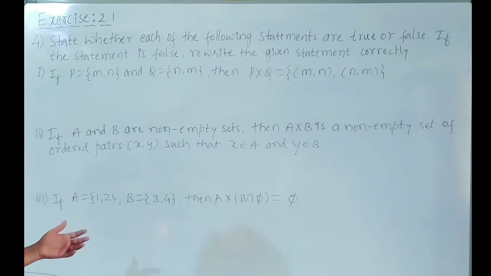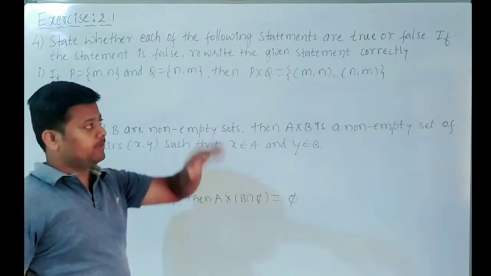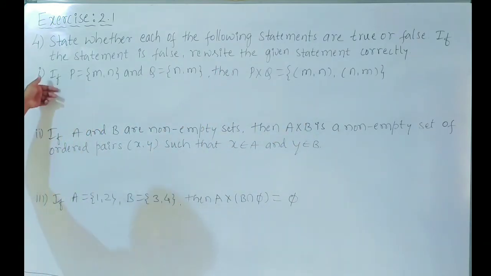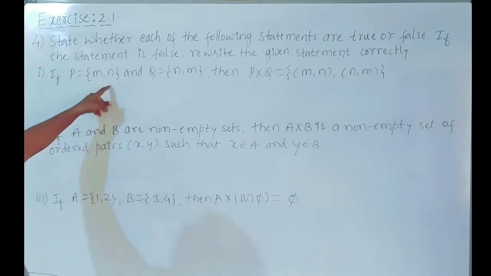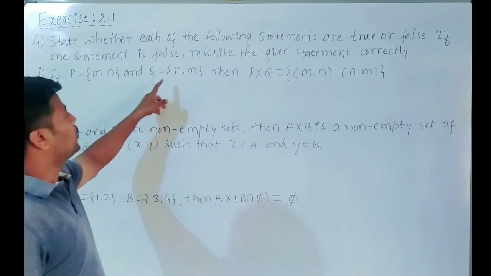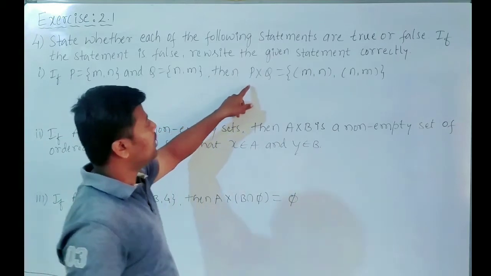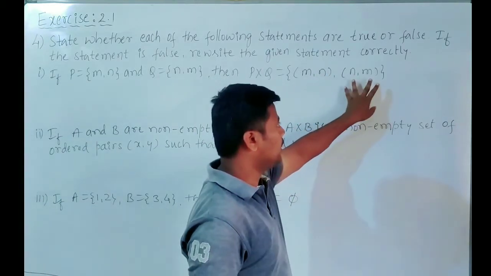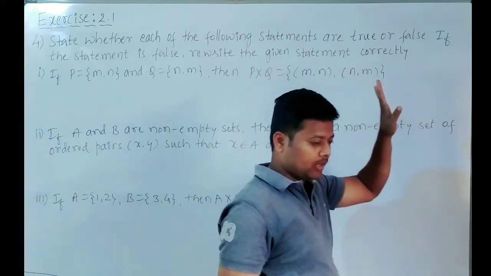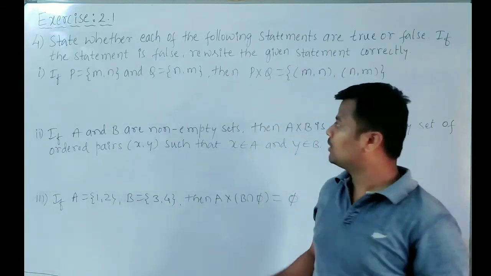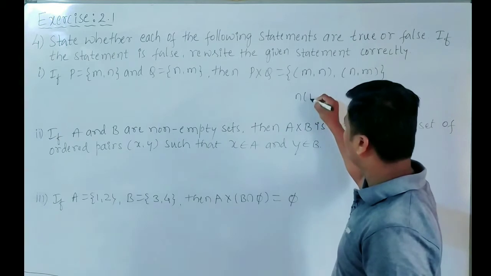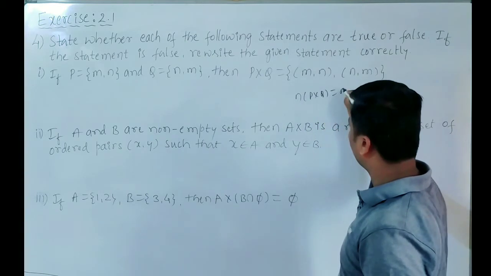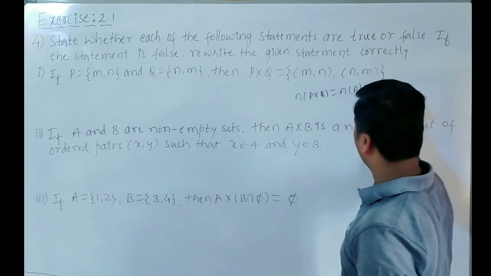If the statement is false, we have to rewrite the statement correctly. Okay. So first one is if set P equal to {m, n} and set Q equal to {n, m}, then P cross Q equal to ordered pair (m, n) and ordered pair (n, m). So already we know that n of P cross Q equal to what? n of P into n of Q.